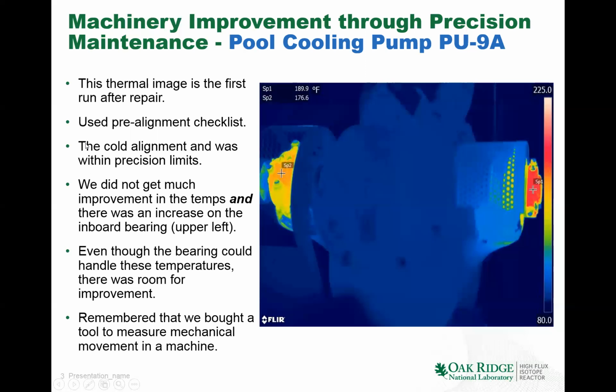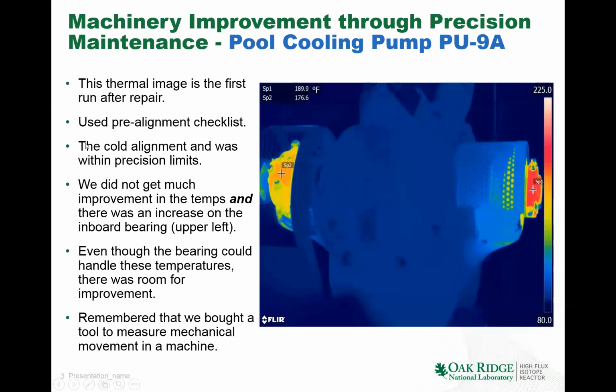This was a few years ago, so I'm trying to remember what all we did. What we did was we went ahead and changed out the bearing and aligned it, but we really didn't get much improvement in our temperature. I think we went from 214 to like 189, which is not the improvement that we wanted to see.